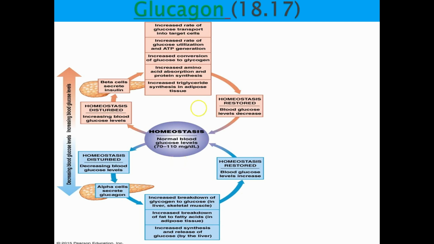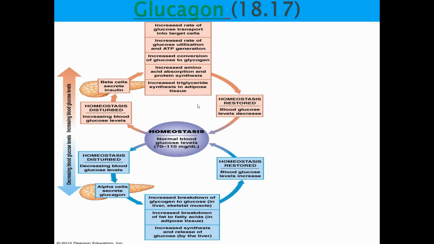So when we move on to glucagon, this figure does an amazing job. Again, Pearson's figures are really spectacular here. Figure 18.17. It might be a little bit different. I believe this is actually the older edition, but I liked it, and so I kept it on here. But notice, here's your normal blood glucose range. So this is what our body is supposed to keep it in. And what happens is we have insulin. And so as we saw here, we have increasing blood glucose levels, then we have beta cells secrete insulin, and here are the functions right there. And this really summarizes everything you need to know in the one figure.